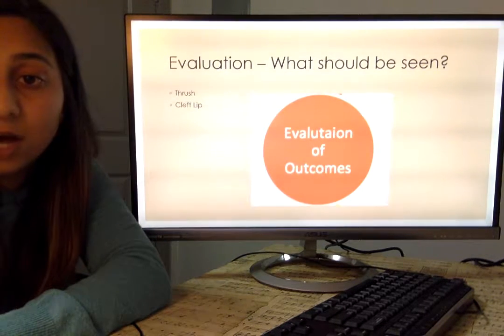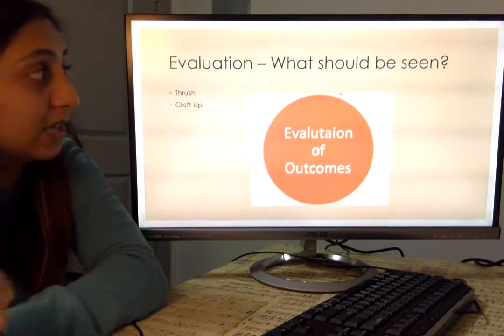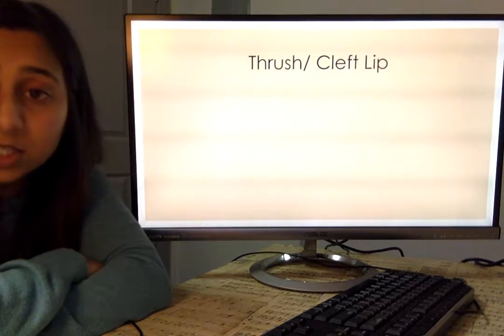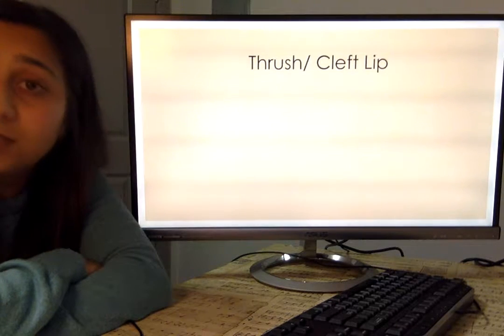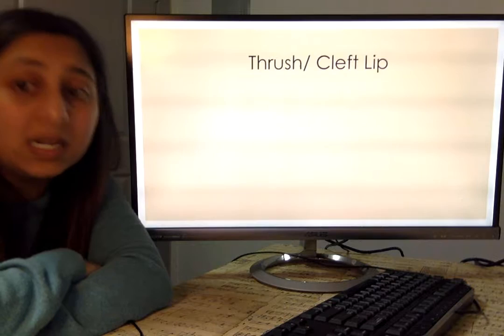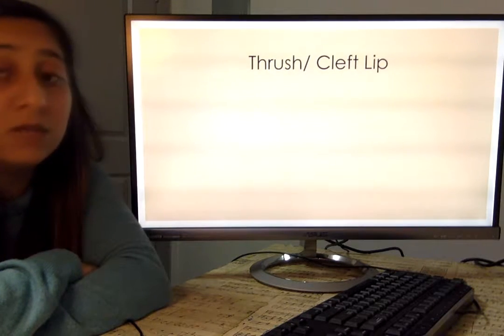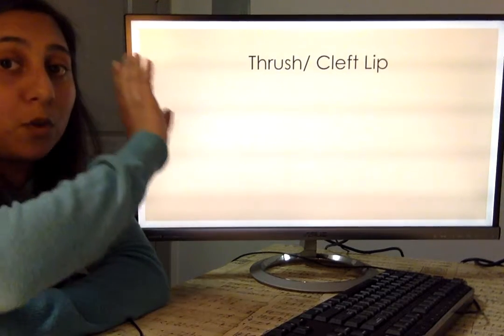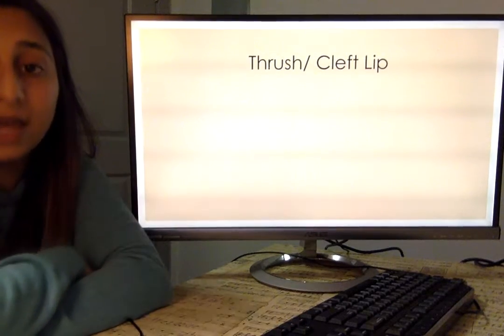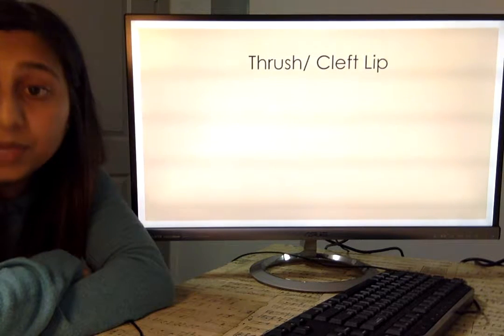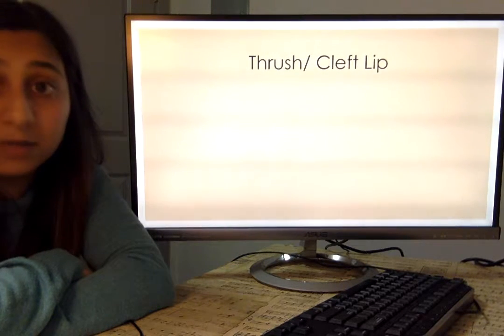Finally, let's talk about what we should see. So, for thrush, we want to see that the breastfeeding relationship and all the breastfeeding involved is effective. We want a referral to have been made to lactation consultant and for the feeding plan to be verbally recited and demonstrated and followed by parents. Sorry, this is for both the cleft lip and for thrush. Okay? Pain related to the thrush should have resolved by now, and the symptoms should be cleared by 2 weeks.